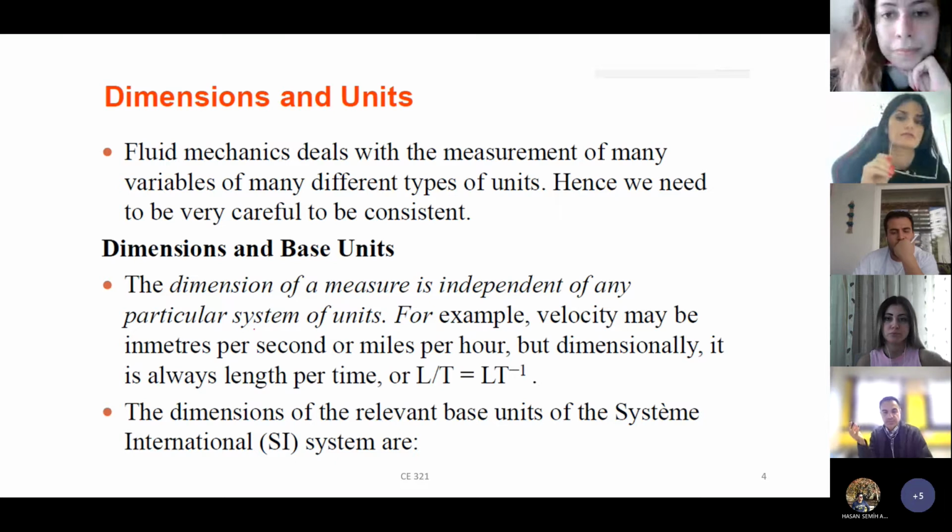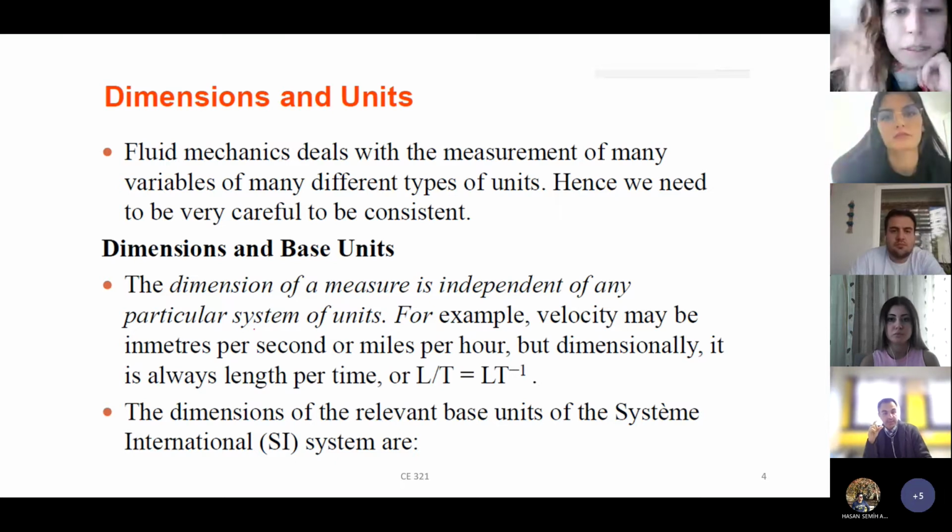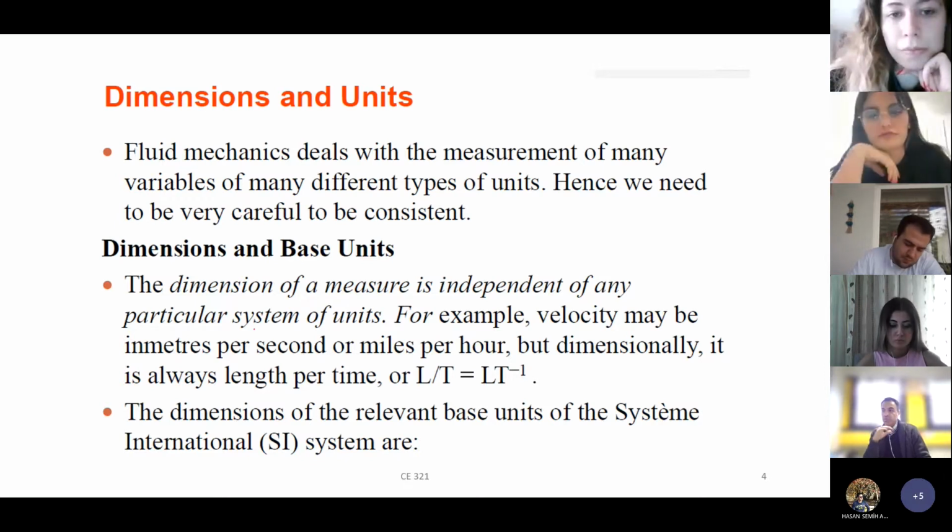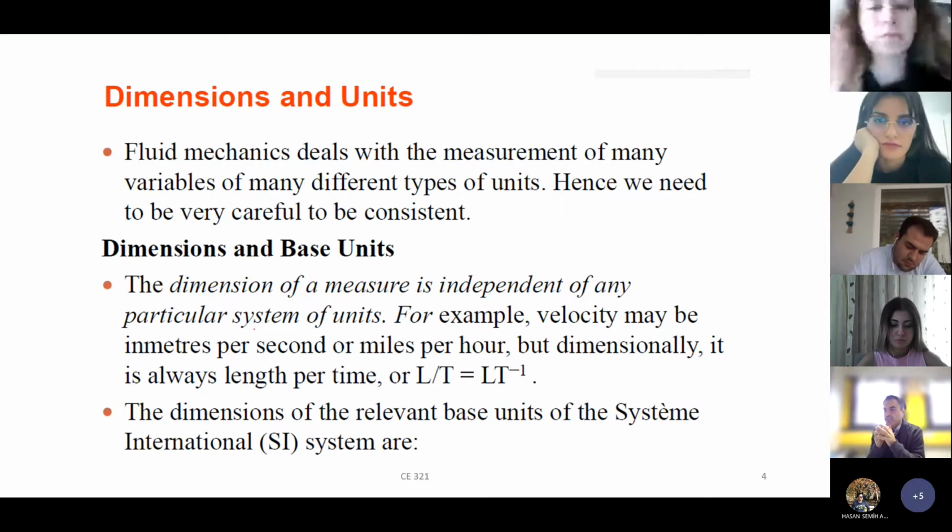When you use, for example, velocity in meter per second, distance or thickness should be in meter, not in millimeter, as you saw in the previous example. Dimension, it should be consistent. Both sides of equations should be consistent. Dimensions and base units.